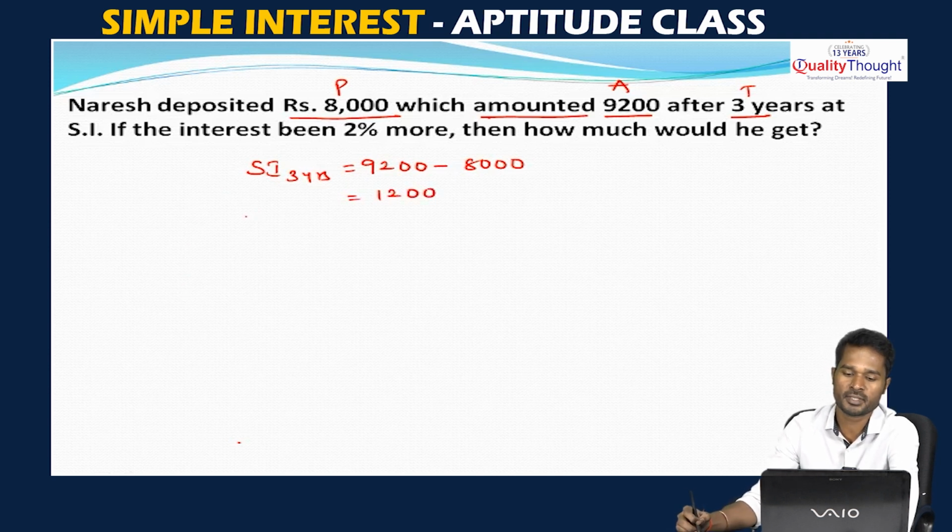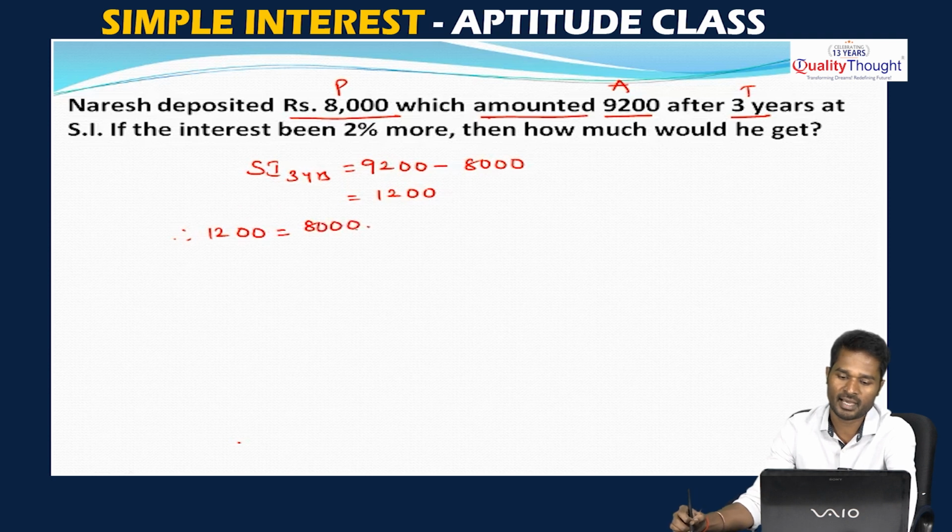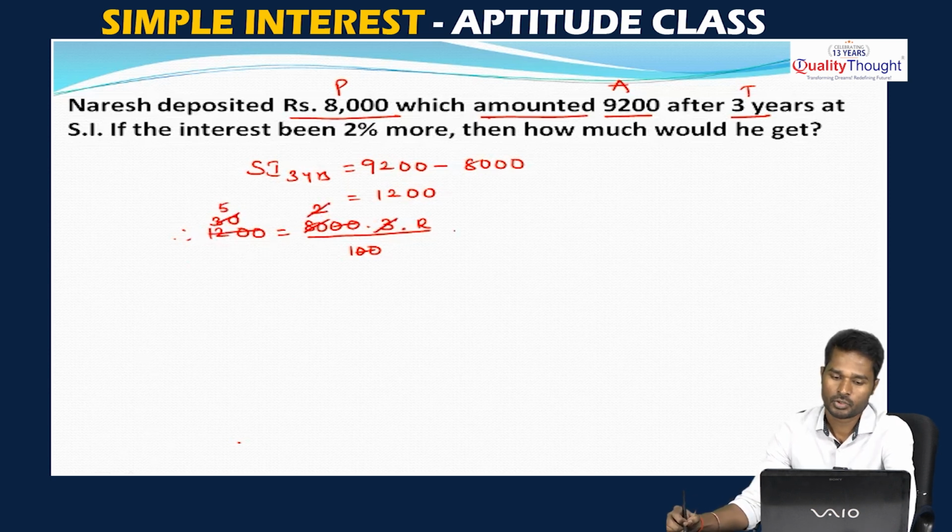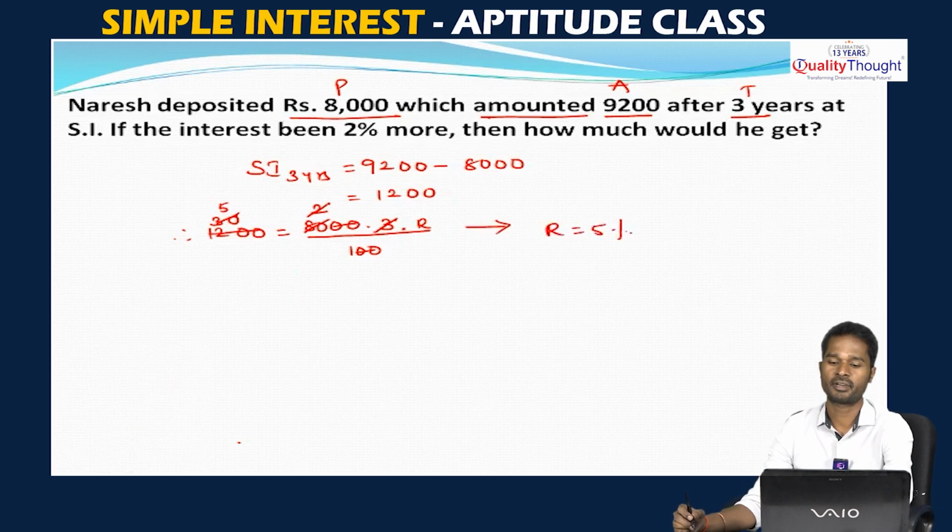Now, the simple interest for 3 years, which is 1200 rupees, equals P value 8,000, T value 3 years, and the rate of interest we do not know. I will calculate it, this is the original rate of interest. Dividing by 100, two zeros will cancel. 4 2s are 8, 4 3s are 12, 0. Then 3 2s are 6, 6 5s are 30. So the original rate of interest is 5%.